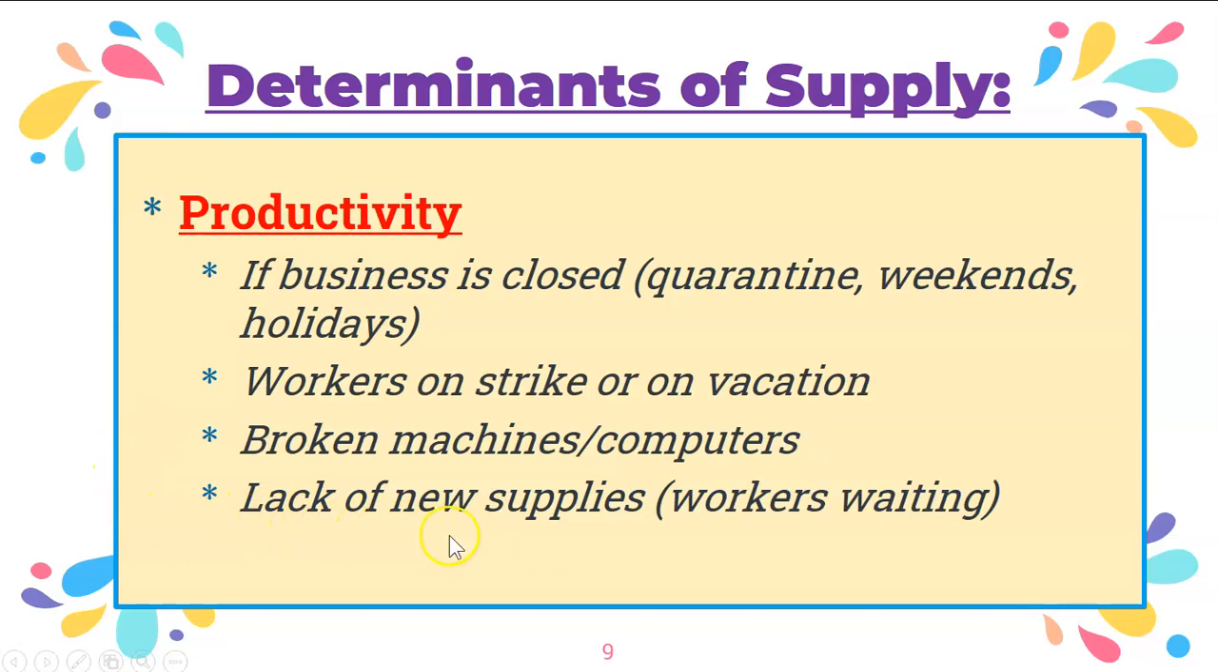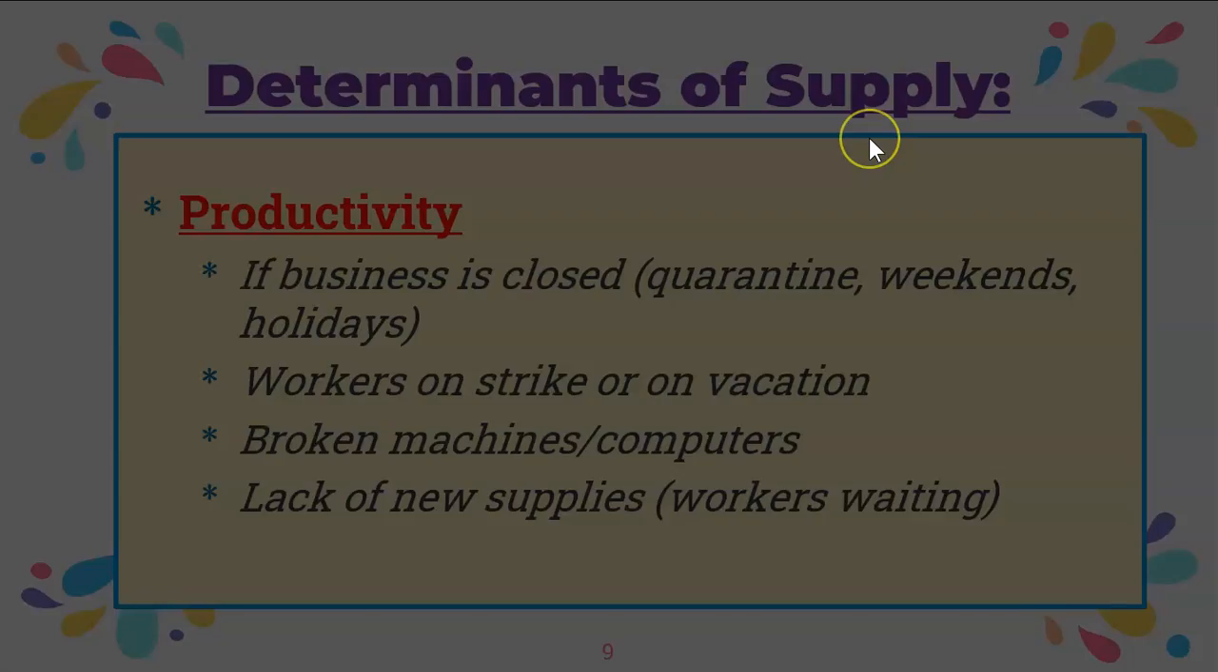And then the last one is lack of new supplies. So if I tell you, here is this many yards of fabric and this many pounds of rubber, I want you to make shoes for 8 hours. Well, if you run out of materials in the first 2 hours, for the rest of your time until you hit the 8-hour mark, what are you going to be doing? If there's no supplies, or if there's a lack of new supplies, then you're going to be sitting there waiting. Again, it's almost like you might as well be on strike or vacation or half the business being closed. If you don't have enough supplies, it's going to impact that productivity. And remember, all of these are determinants of supply.